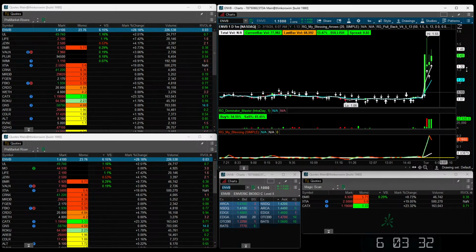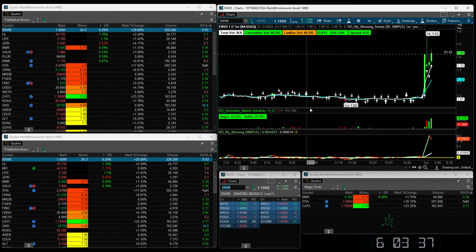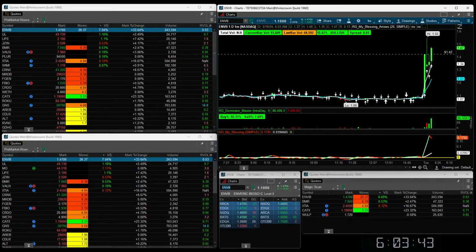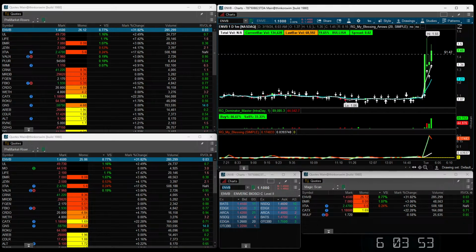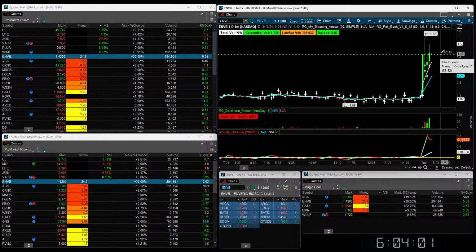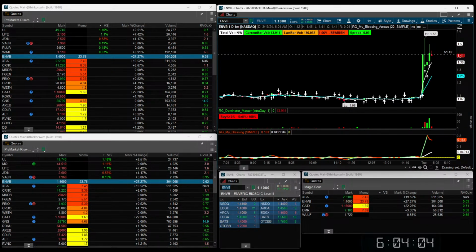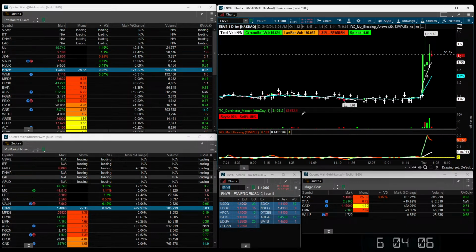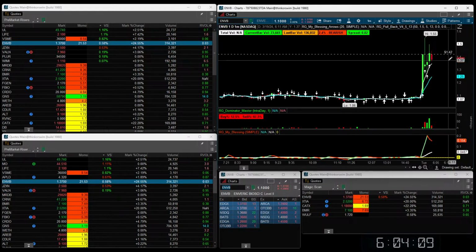Can't mark the pullback on this one yet. We do have some resistance right there, though. Remember, we don't chase green candles here. We're waiting on a pullback. I'd like to see it break through, pull back to this $1.42 for the bounce up. We may get a red candle pullback right here.